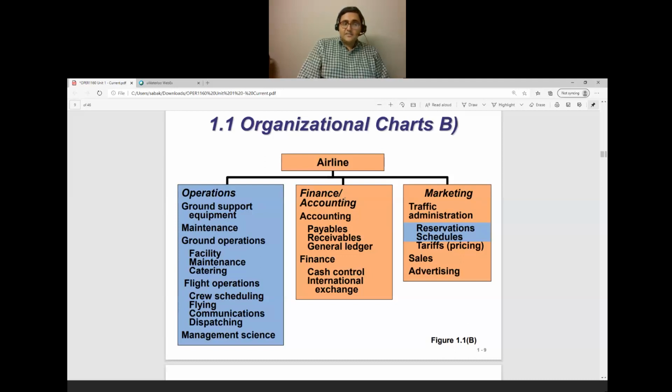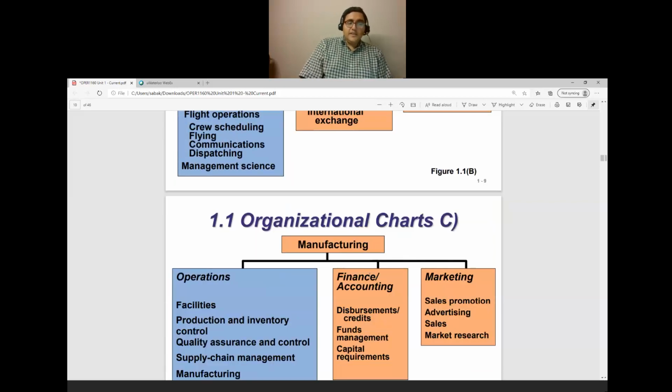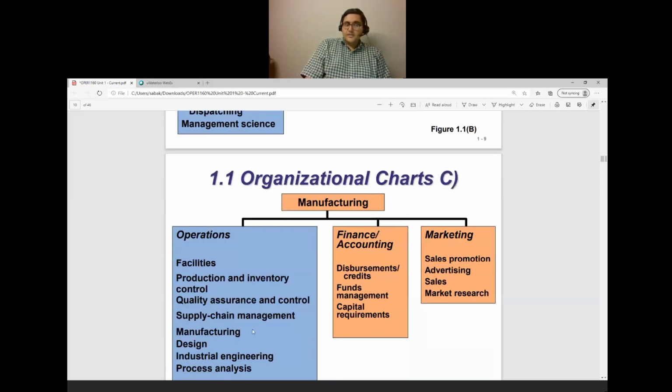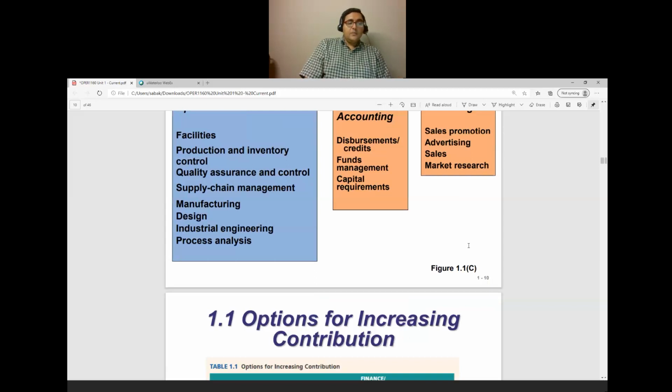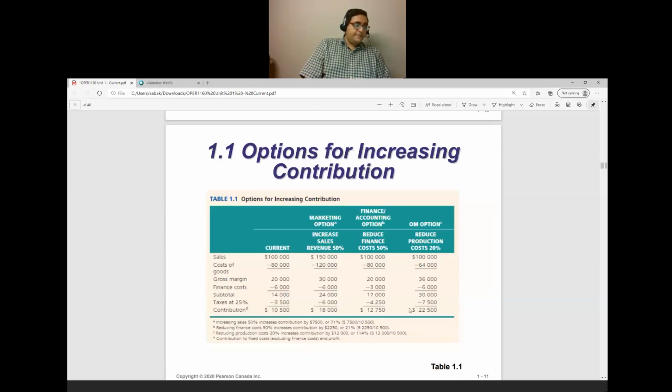There is another example for an airline, which I'm not reading, but it's interesting to understand how operations, finance, and marketing actually support the working of the airline. So these are the three important things which you need to remember. The same way in any manufacturing company. I was telling about the manufacturing of a car, what are the different operations which are involved, the financial part of it as well as the marketing part of it.